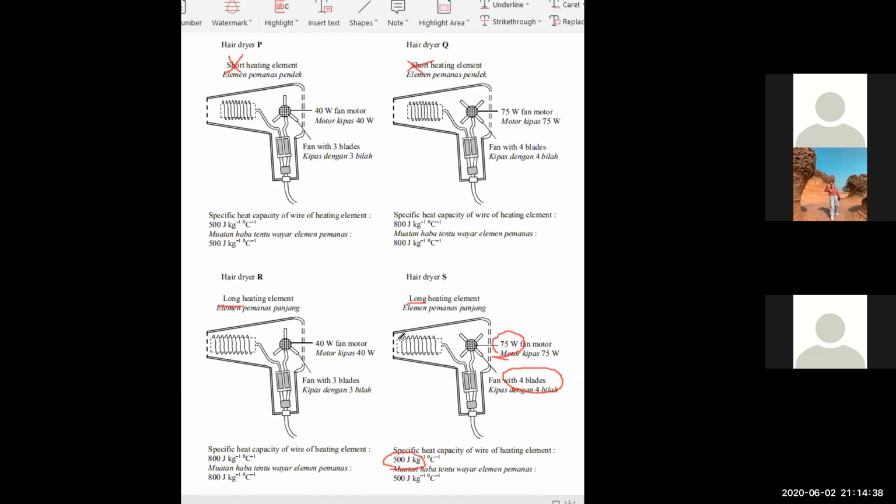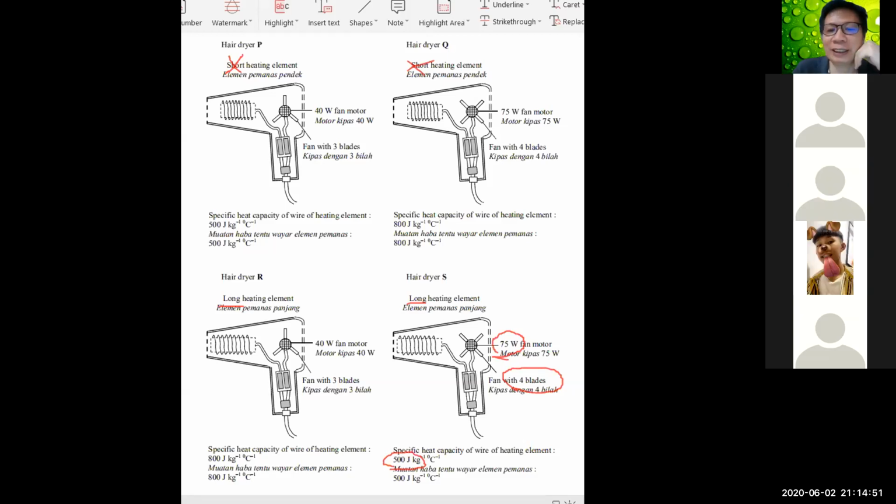Huixin, can you answer? Why do we choose the wire with smaller specific heat capacity? Try. The reason for choosing small specific heat capacity is what? Rianne, are you there? Why choose a smaller specific heat capacity? To heat faster. Yes. Small specific heat capacity means it will heat up faster. Yes, good.